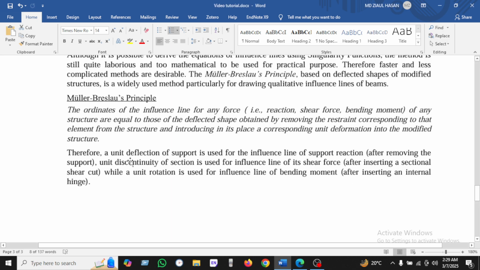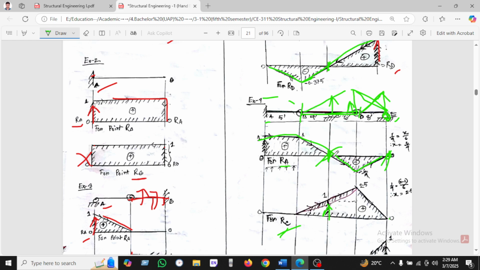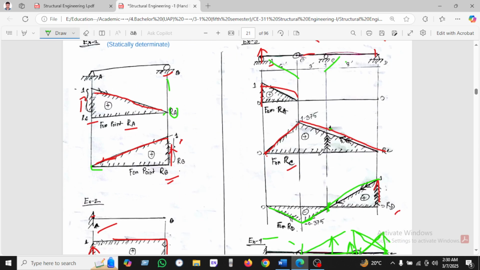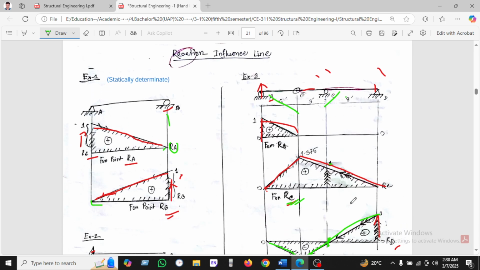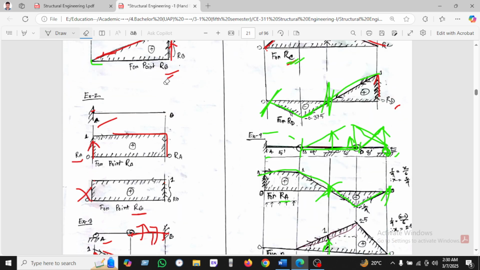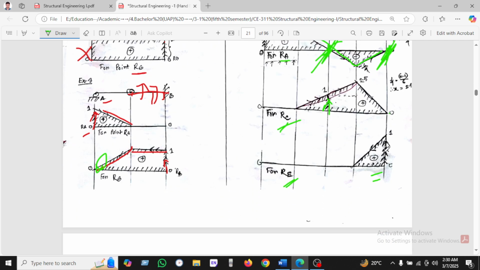The support reaction after removing the support will be used like this. But we have to remember that every other support will be 0. So this support will be 0 if we are using RC, but if we use RD, then this support will be 0, and this support will be 0. How? This support and this support. And in this way, this support will be 0, and this support will be 0. So you can see this support and this portion is also 0.